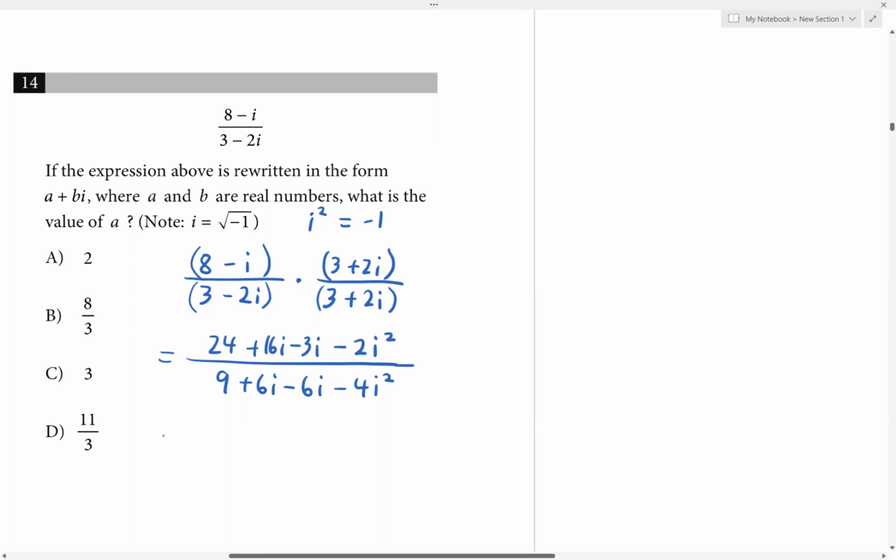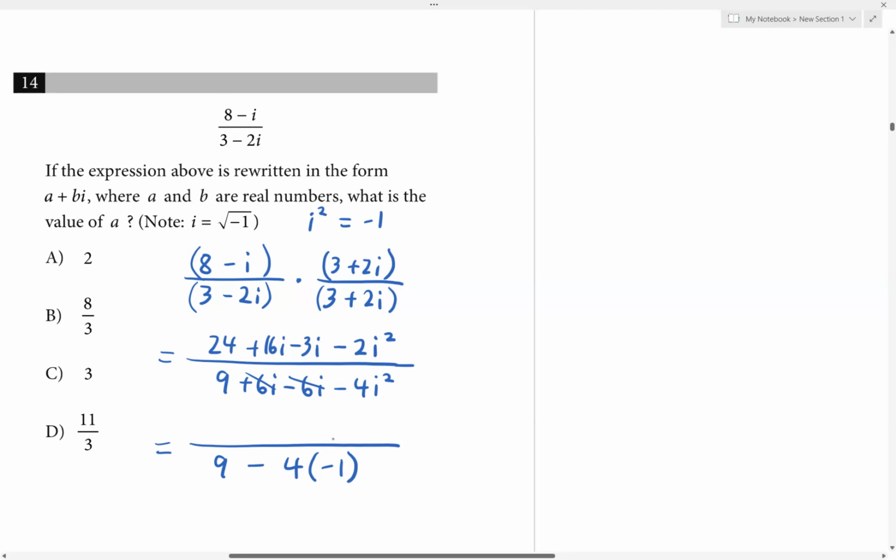Now we simplify the denominator. You see here, we have plus 6i minus 6i, and they're exactly opposite of each other, so they will cancel out. When we multiply the conjugate, this will always happen. The two terms in the middle will always cancel out. And then what we have here is 9 minus 4 times i squared. Well, we said earlier i squared is actually negative 1, right? So let's rewrite i squared as negative 1 like that.